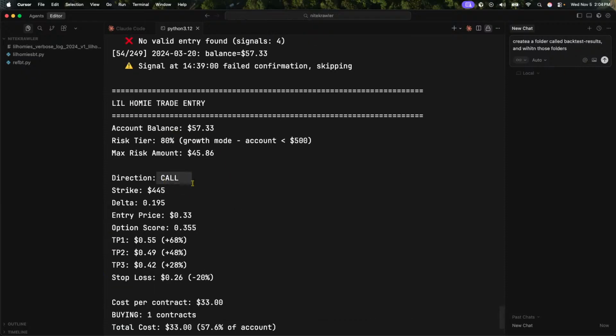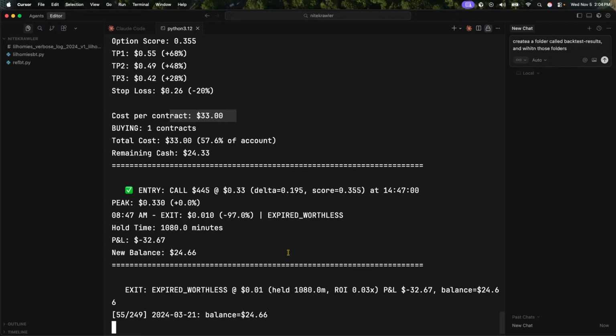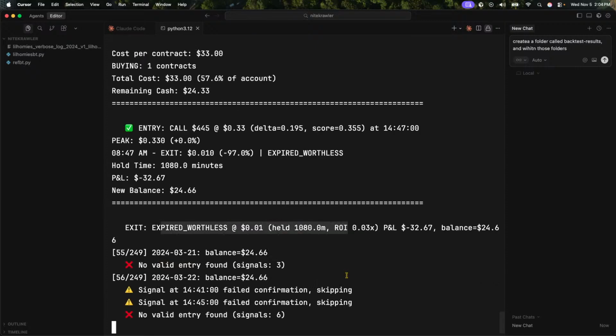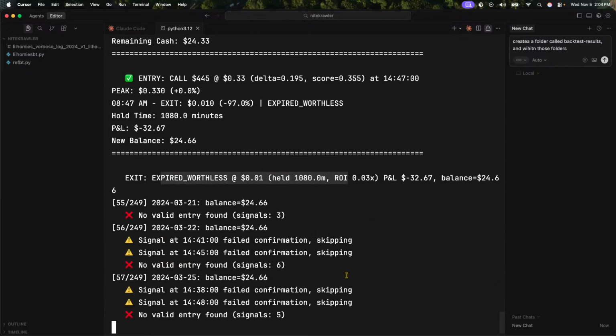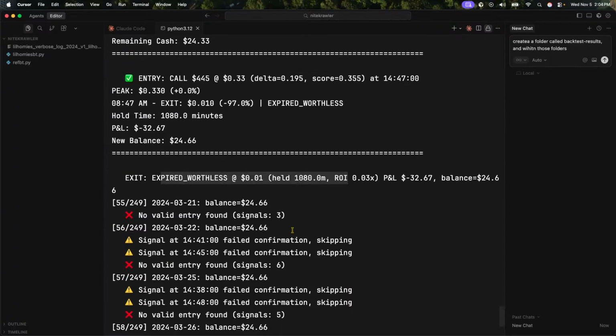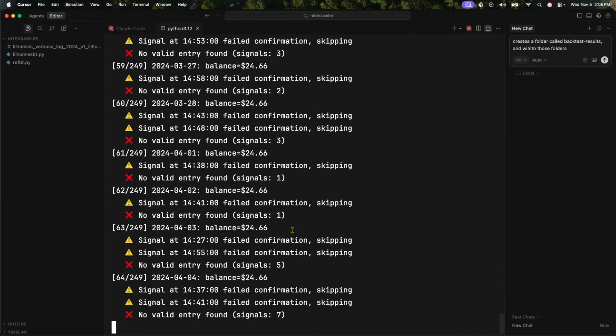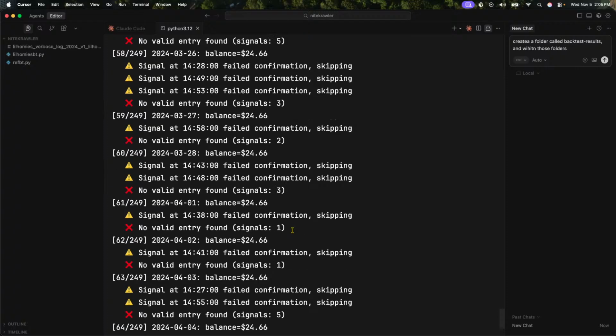This is a call of 445. We bought it for $33. And then expired worthless. Another expired worthless. Yeah, there's something wrong with the mechanics of being able to buy, because I'm not buying. We're buying 0 DTE, but for the next day. So why is it expiring worthless?